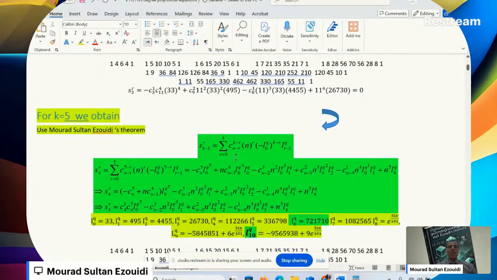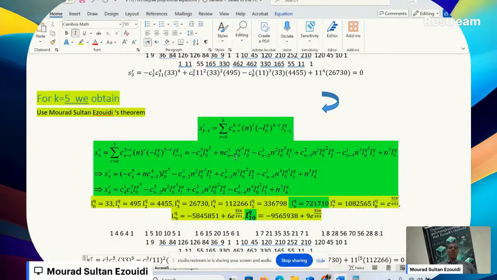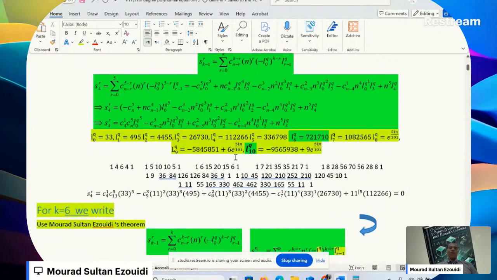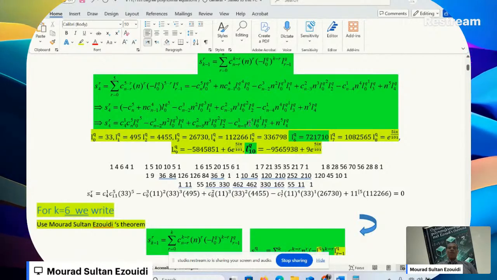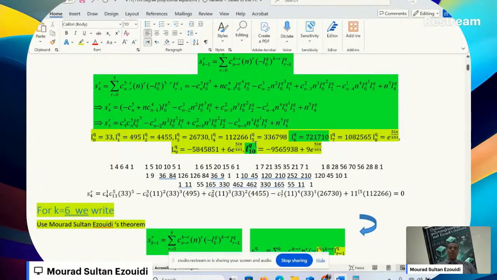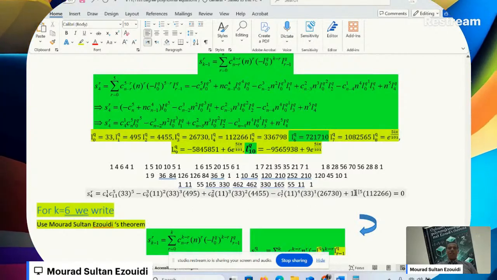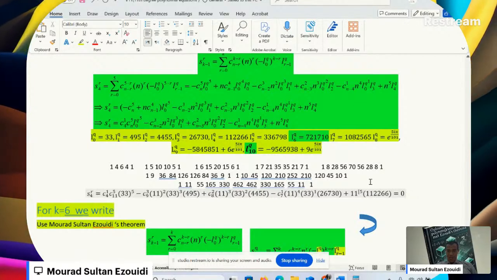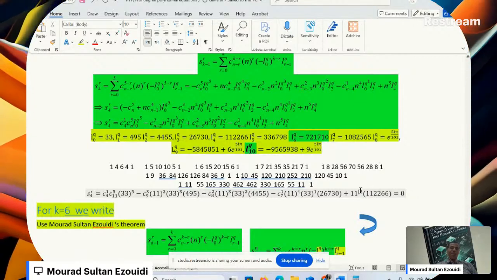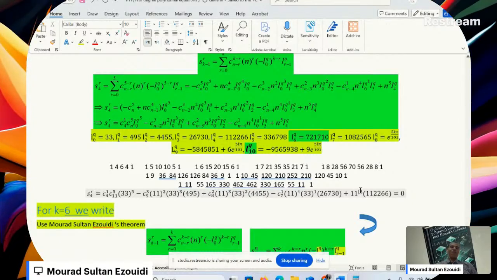Now I'm going to find S4. To find S4 is very easy. Just dive into the structure or into the theorem of Mourad Sultan Ezouidi and put k equal 5. After that, you will see this is the formula of S4, written in terms of the highest power and the coefficient of this original equation. After that, we are going to make substitution, and you will get that the value of S4 is equal to 0. Okay, we continue the procedure, and we want to find now S5. To find S5, my kids, just go step by step.